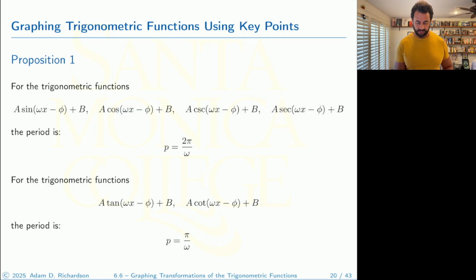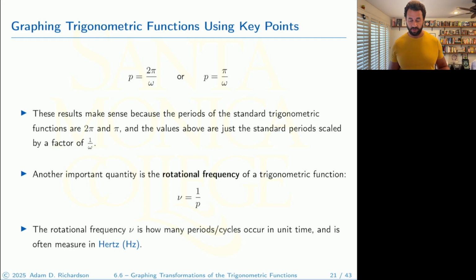For these trigonometric functions, sine, cosine, cosecant, secant, the period of those functions is 2 pi over omega. All right, 2 pi over omega for the functions that ordinarily have a period of 2 pi. For the trigonometric functions tangent and cotangent, the period is pi over omega. And that's just because the period of tangent and cotangent is pi. That's the basic idea. So when it comes to the period of these transformations, it's 2 pi over omega or pi over omega. And this makes sense because this is just the standard periods being scaled by a factor of 1 over omega. All right.